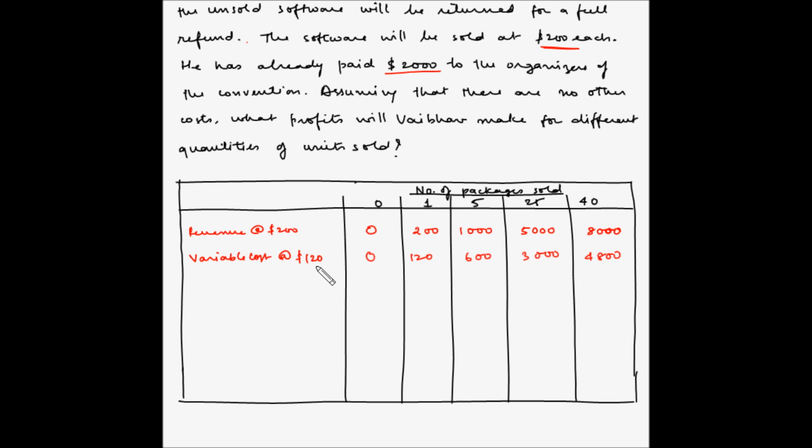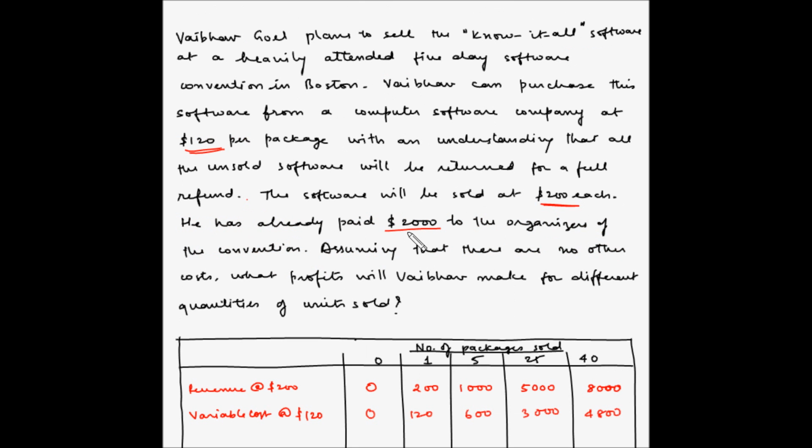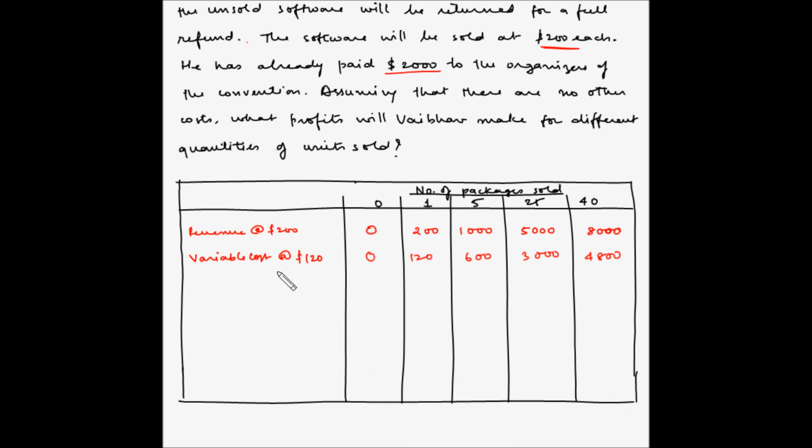And now let's find out the contribution margin. That means how much of this revenue is being contributed to pay for the fixed cost of $2,000. Now we know that the contribution margin is the difference between the unit selling price and the unit variable cost. So contribution margin is 200 minus 120, which is $80 per unit.